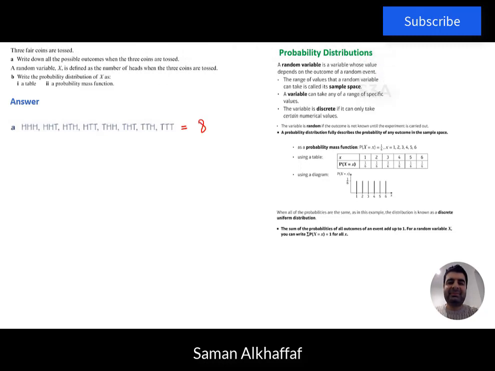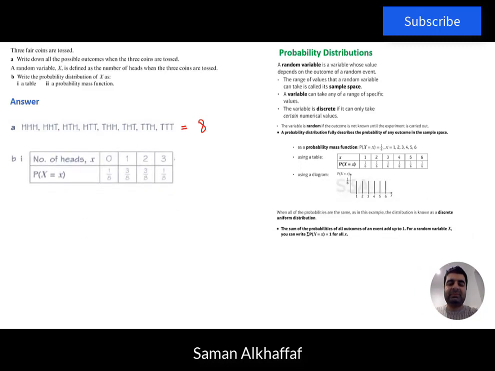Now for part B, a random variable x is defined as the number of heads when the 3 coins are tossed. We need to write the probability distribution of x, as shown on the right-hand side, with more clarity on how we can populate that, but we'll explain this example in more detail. For the first part, we need to populate it through a table. Now we'll populate the table by looking at the scenarios here.